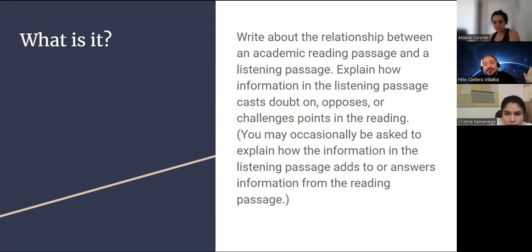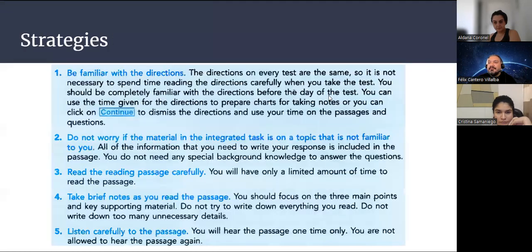There is a 5% case in which the reading is going to be, I don't know, a concept, and the lecture is going to be a particular example of that. But that is the minority. We're going to focus more on the contrast. Here, this is the adds or answer information. There is occasionally 5%, let's say.